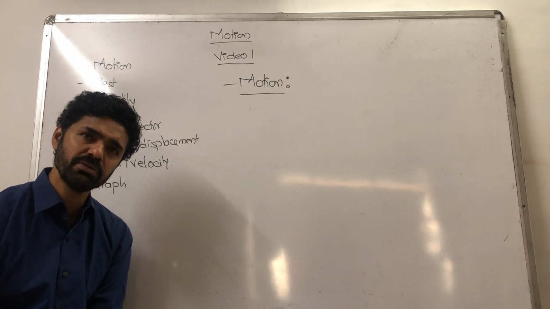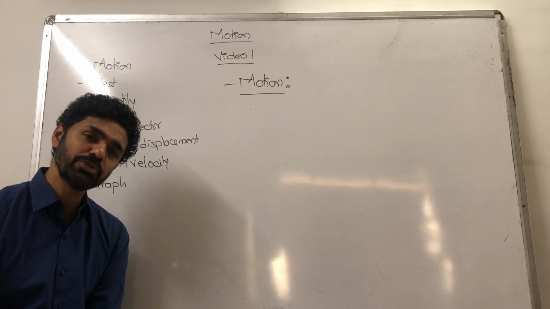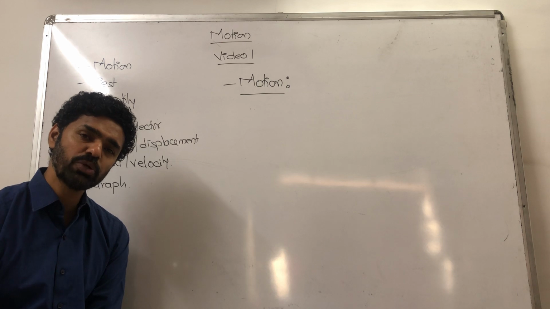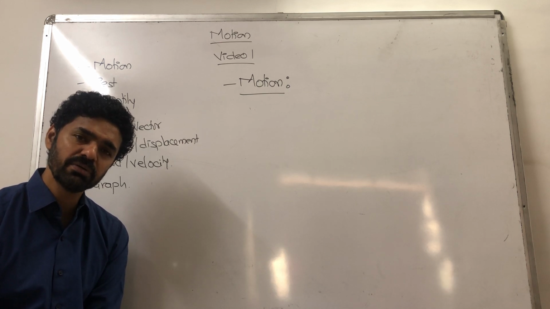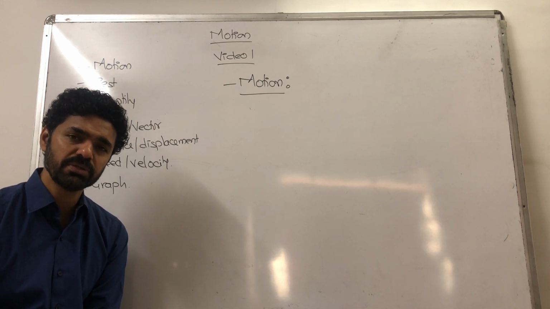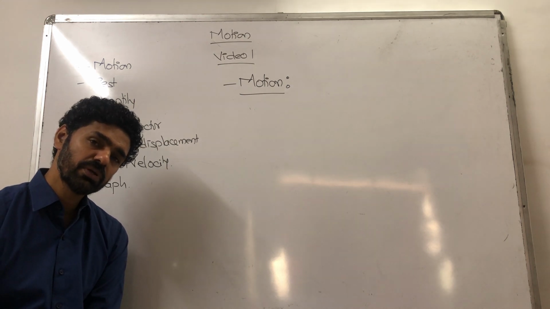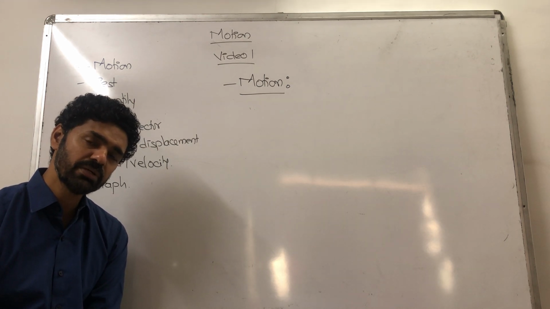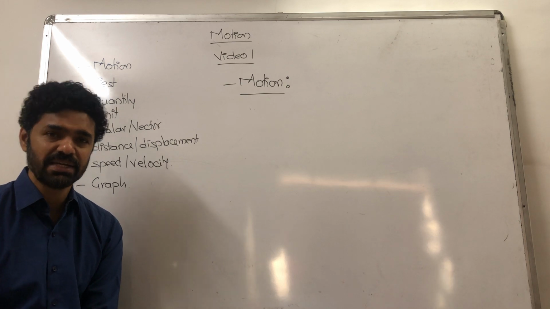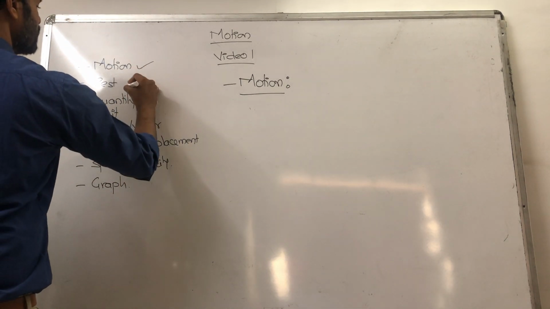So what is motion? Whenever an object changes its position with respect to a fixed point or with respect to a reference point, with respect to time, the object is said to be in motion. And if the object does not change its position with respect to a fixed point, the object is at rest. So that is motion, rest.